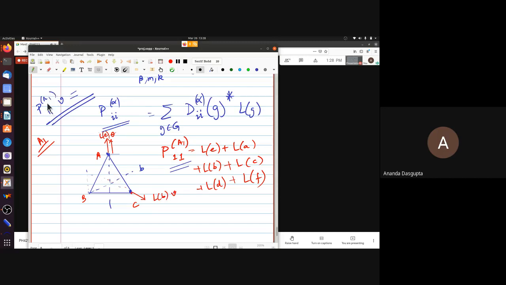Okay, but you can see that there is one more symmetry operation which is going to give you exactly the same vector. Can you tell me which one?